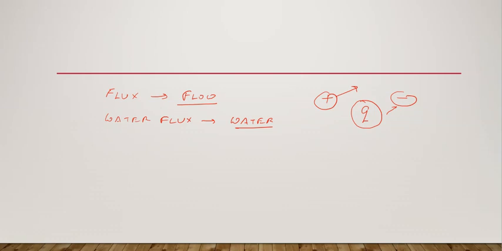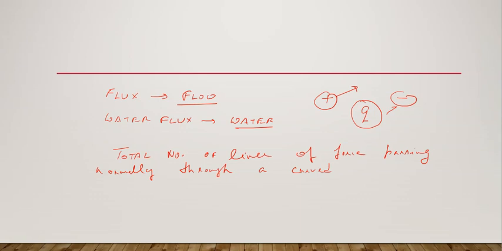So electric flux is defined as the total number of lines of force passing normally through a curved surface in the field. Now what is the meaning of this?